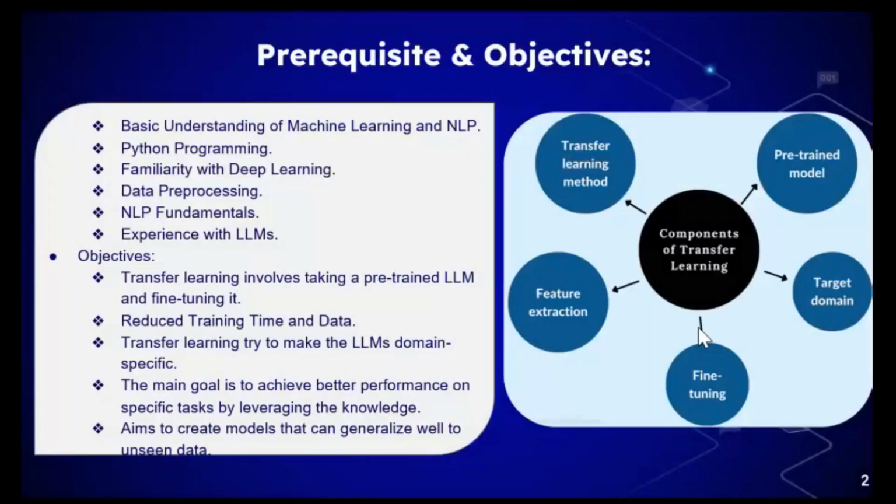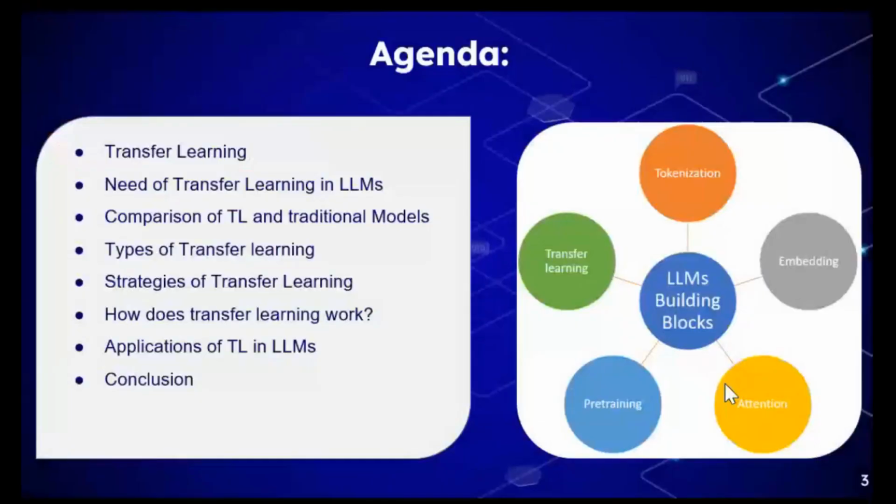Okay, there are a few things you need to have in your knowledge. You should be familiar with machine learning, natural language processing and Python programming. You must have a good knowledge of deep learning and data pre-processing. Let's talk about the objectives. We are going to discuss the transfer learning that is needed for pre-trained LLMs. Then we will see the transfer learning usage and goals. At the end, we will talk about a model that can tackle new challenges like a champion.